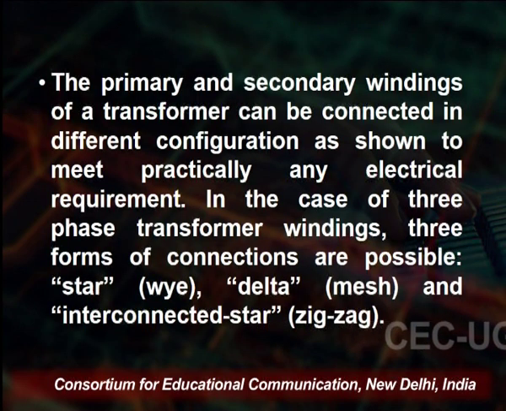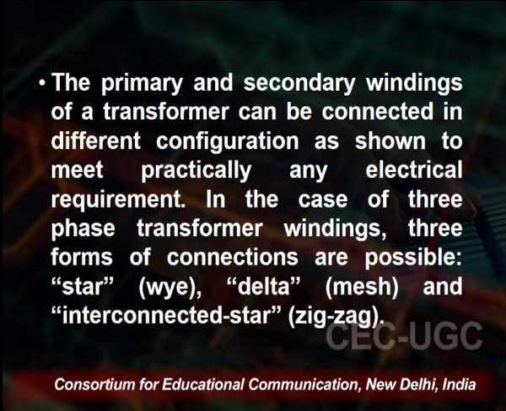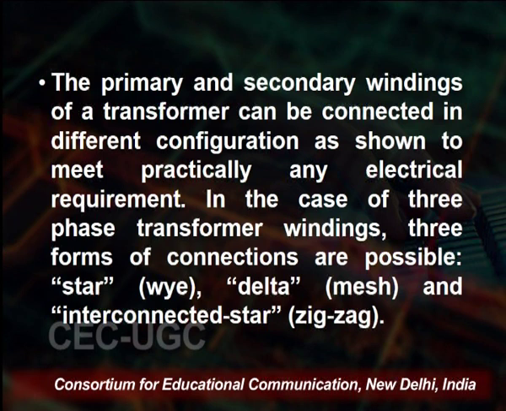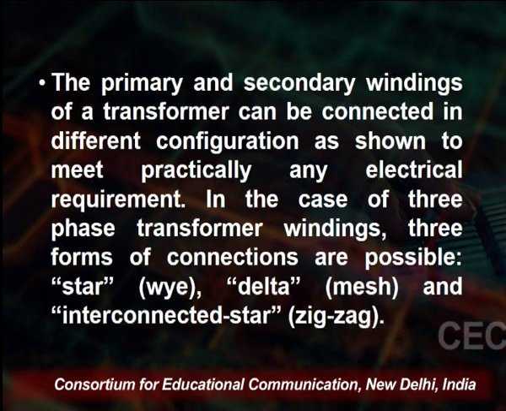The primary and secondary winding of the transformer can be connected in different configurations just to meet practically any electrical requirement. In the case of the three phase transformer winding, three forms of connections are possible. Number 1 is the star, that is Y. Number 2 is the delta, that is the mesh, and third is the interconnected star, that is the zigzag form.